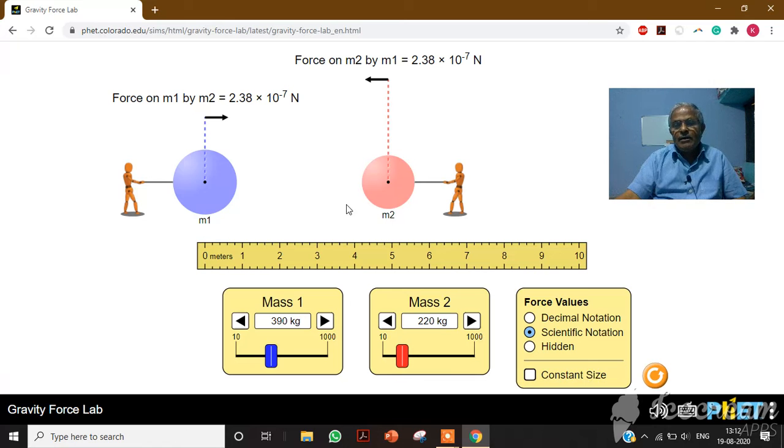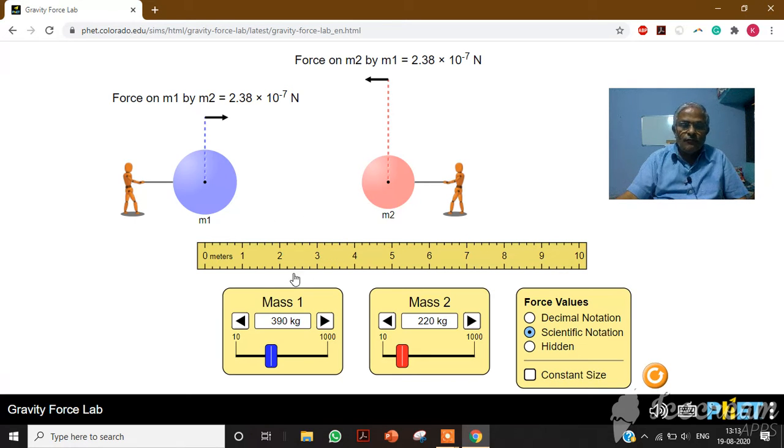So, the force of attraction is dependent upon the product of their masses. If the product is increased, force of attraction is increased. If the product is decreased, force of attraction is decreased. So, now we will observe the dependence on the distance between them.